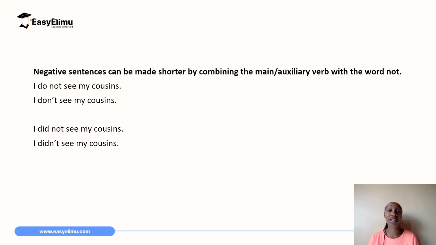Or another example, I cannot see my book. You can say I can't see my book. So that is very important to note. And remember, when you combine them, remember to use an apostrophe where it's supposed to be used. We learned about the different uses of apostrophes. So when you combine them, you'll realize that you omit some letters and then put an apostrophe. Like do not, you will omit the O in not and put an apostrophe to form don't. So take note of that.